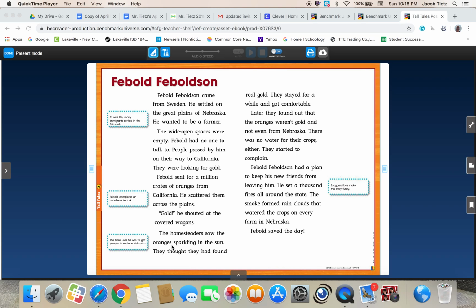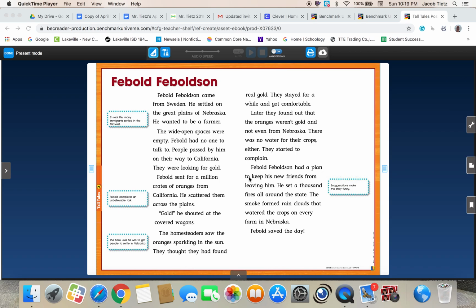This is when it talks about how the hero or the main character has to outwit or outsmart someone. He's outwitting the people who are trying to get to California by fooling them into thinking oranges are gold. Later, they found out that the oranges weren't gold and not even from Nebraska. There was no water for their crops either. They started to complain.